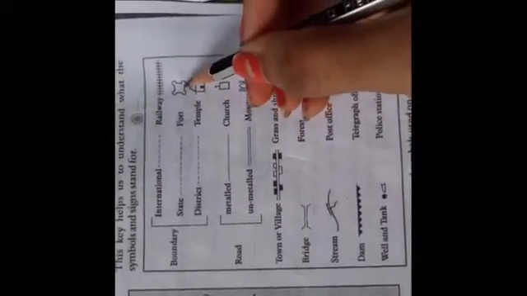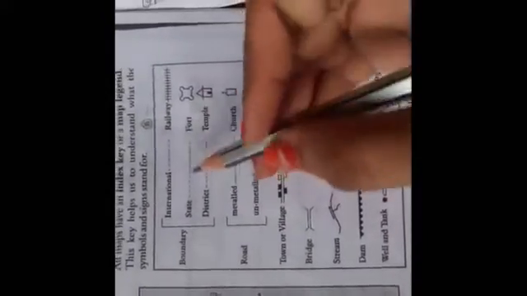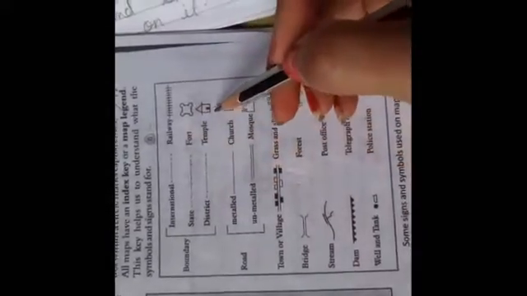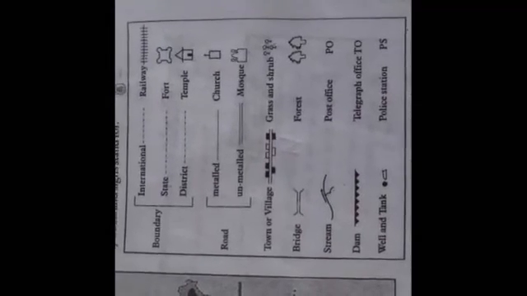All maps have an index key or a map legend, and this helps us to understand what the symbols and signs stand for. For example, you can see this is the sign of a fort. This is the sign of state, and this is the sign of district. This is the sign of a temple, and this is of church. Through this index, you can take help how to study a map.